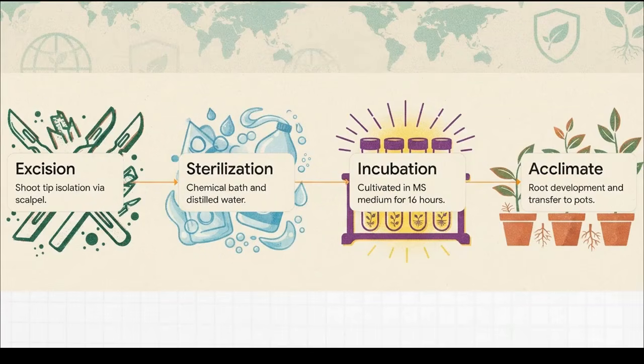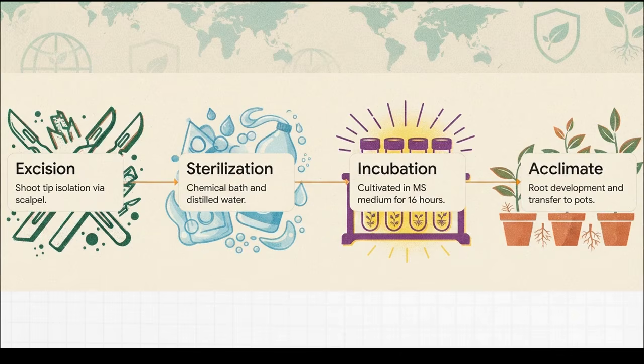So how on earth do we get from that microscopic speck back to a full, healthy plant? Well, it's a very precise 4-step laboratory journey. Step 1 is excision via scalpel, isolating that tiny shoot tip. Step 2 is surface sterilization. This is a chemical bath using sodium hypochlorite, followed by distilled water, just to make absolutely sure it's completely clean.